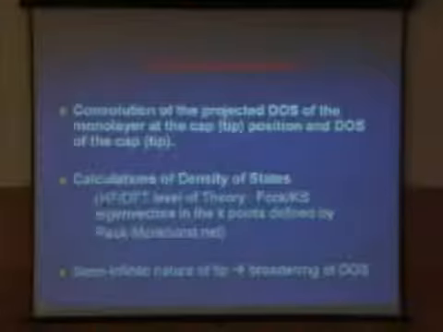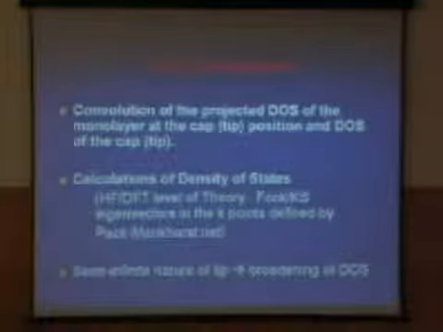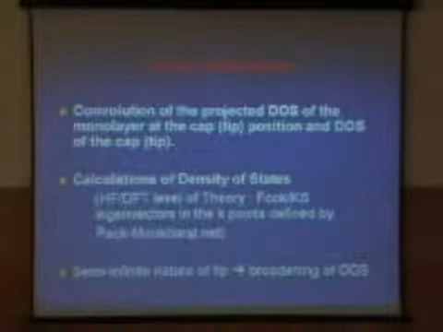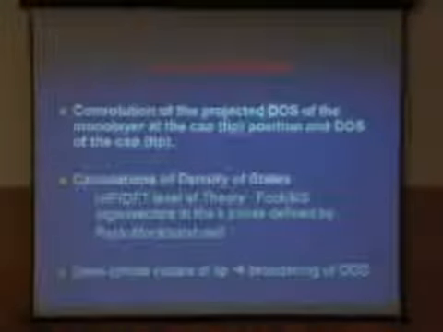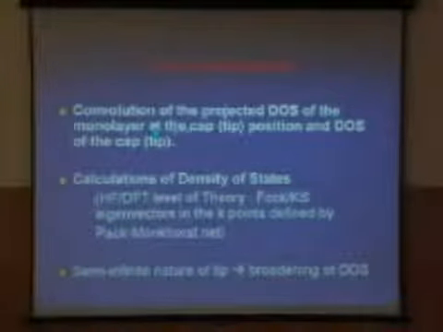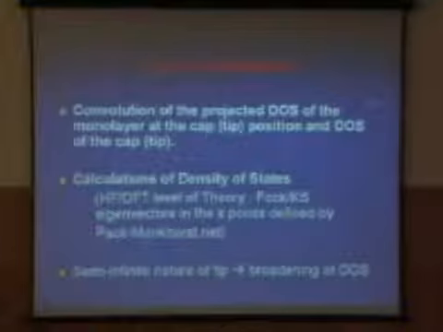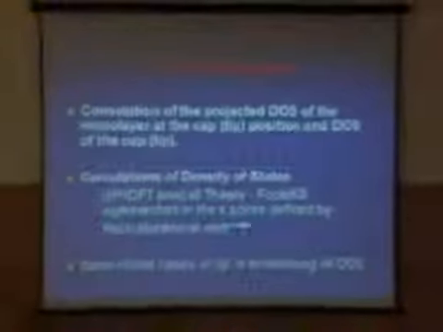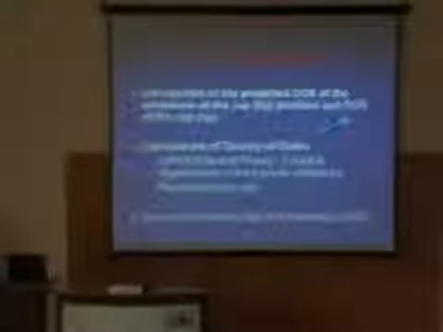So how do we do the current calculations? As I told you earlier, current is basically a function of the convolution of the projected density of states of the monolayer at the cap of the tip position and the density of states of the tip. Now, we use first principles methods to calculate density of states. It can be either Hartree-Fock or DFT level of theory.